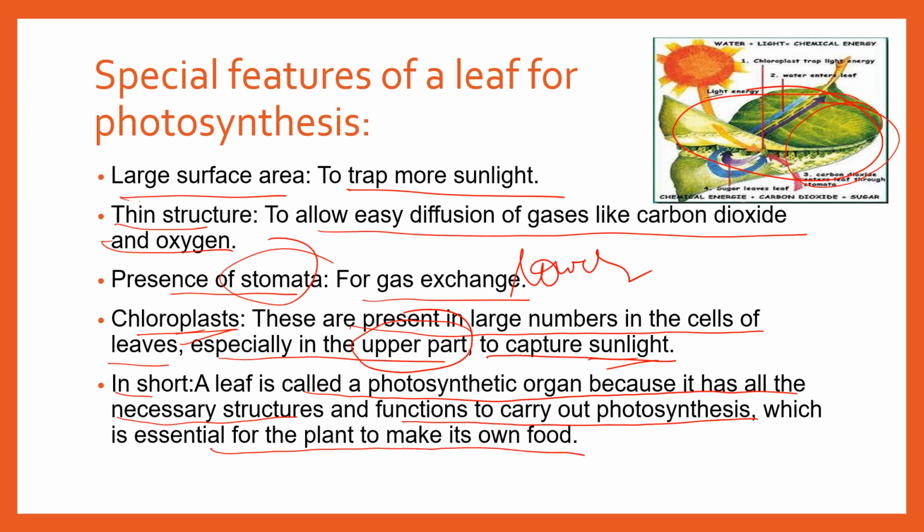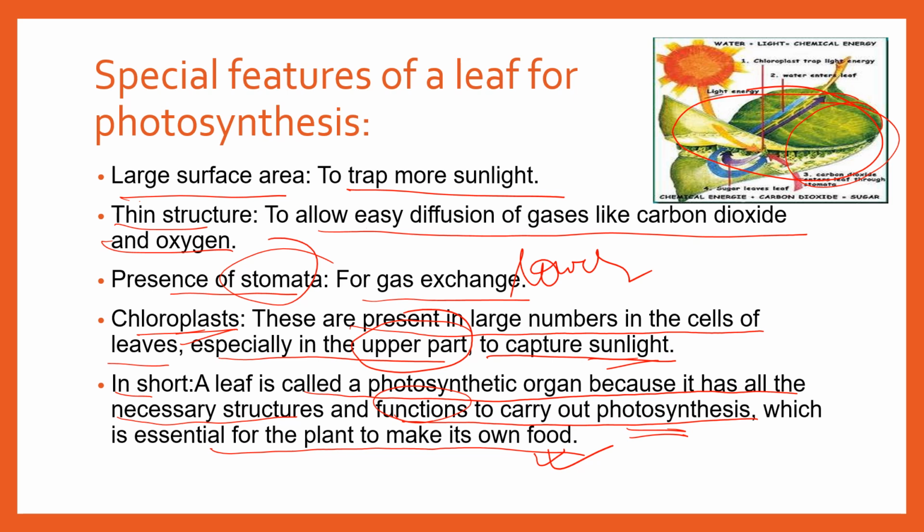Now I think it's clear to all of you. I have explained in detail the structure, the large surface area, the presence of stomata and chloroplasts. In short, the leaf is the photosynthetic organ because it has all the necessary structures and functions to carry out photosynthesis, which is essential for the plant to make its own food. So this is the answer to the question why the leaf is called the photosynthetic organ of a plant. Is it clear to all of you now?